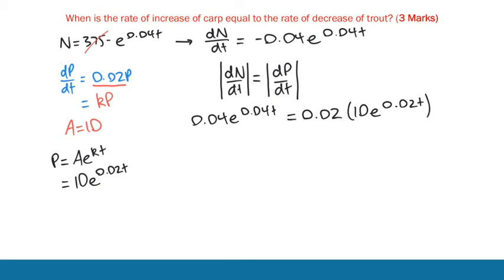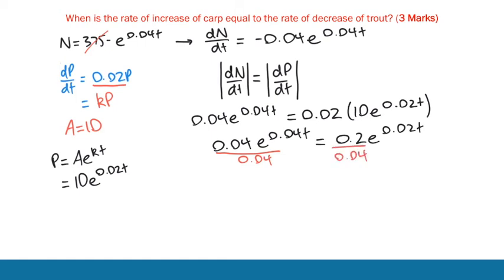So we'll tidy up that right-hand side, and what we get is 0.04 e to the 0.04t is equal to 0.2 e to the 0.02t. And our job here is to solve this equation. So the first thing I'm going to do is divide both sides by 0.04.